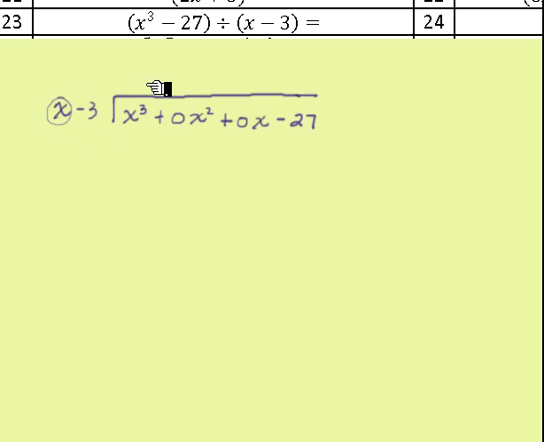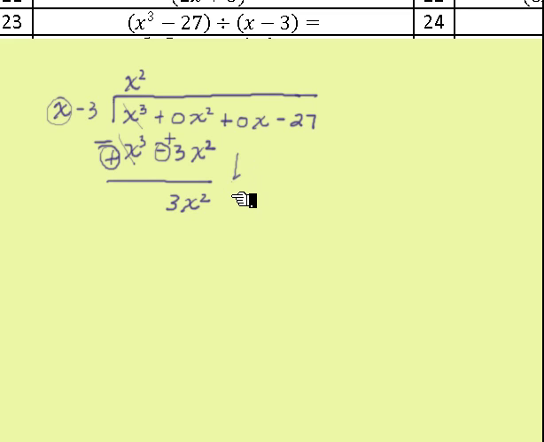Okay, so divide x into x cubed, and we get x squared. Now multiply, we have x cubed minus 3x squared. Change the signs and add. We get 3x squared. Bring down 0x. Now divide x into 3x squared. That's plus 3x.